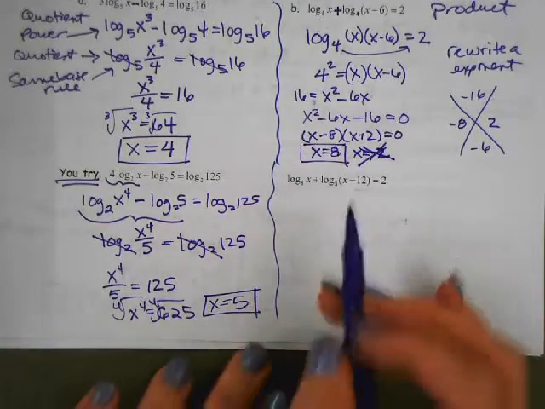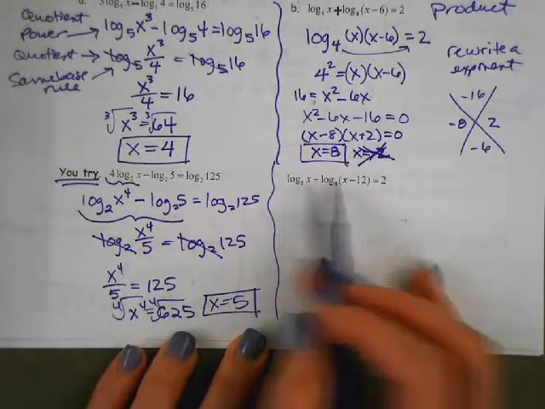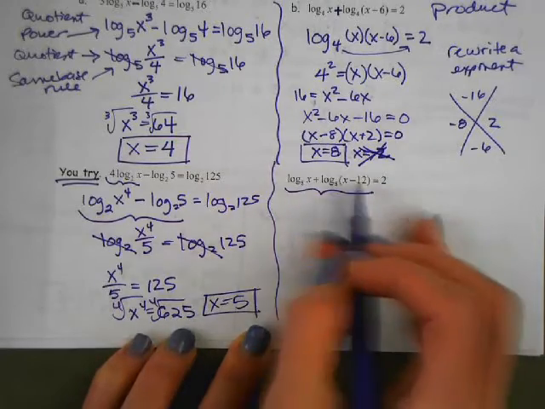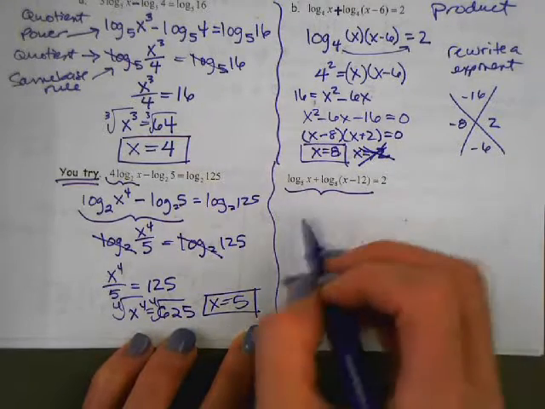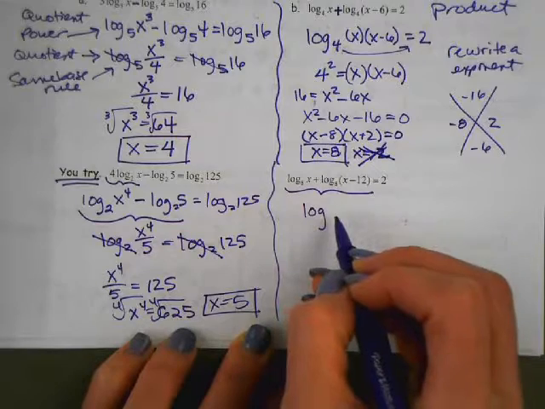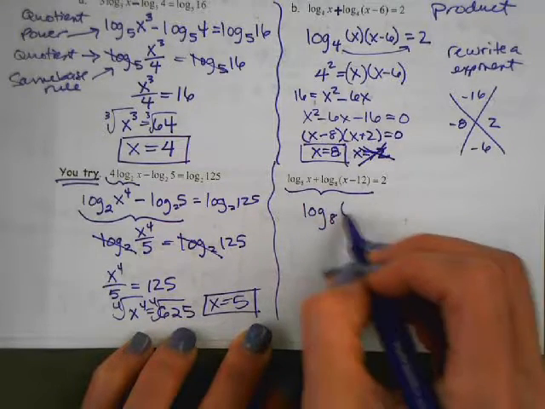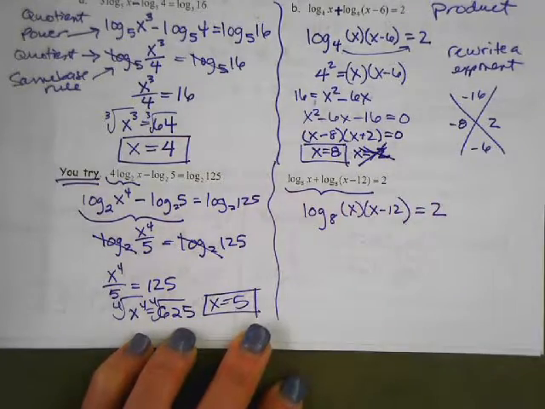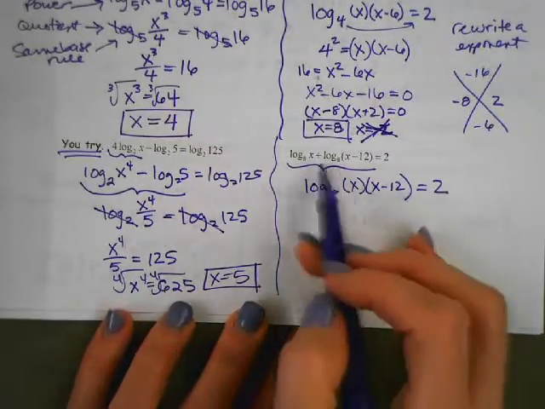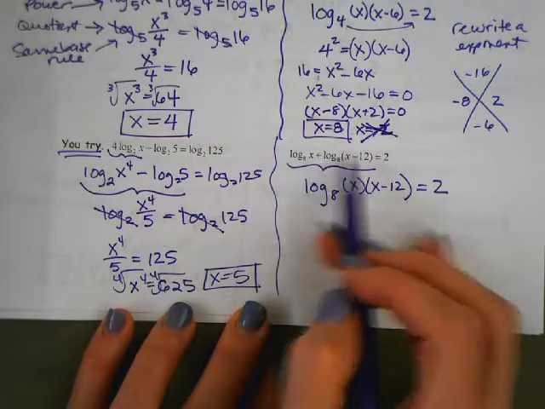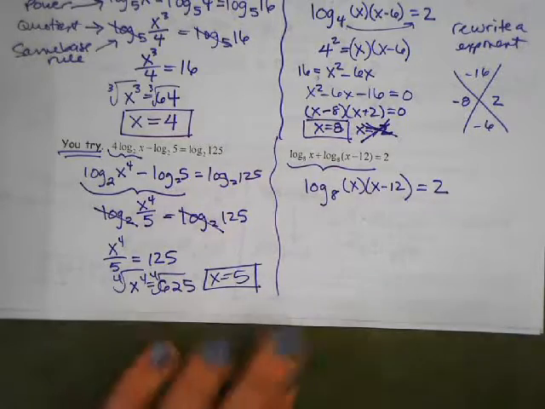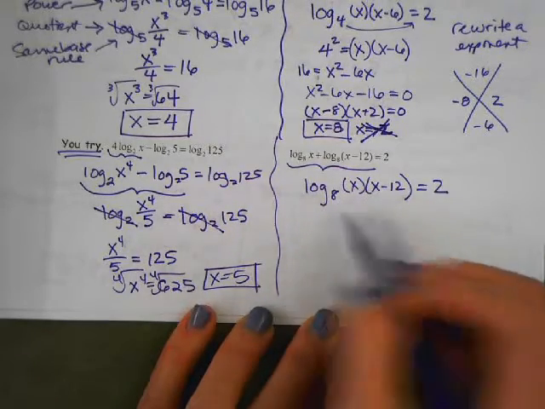So I have 2 logs, they're being added together, so to simplify these, I can use the product property, which allows me to rewrite it as one log with these two things being multiplied together, right? So I can do log base 8 of x times x minus 12, and that equals 2. Okay? So the product property allows me to take this and rewrite it as one log, and then those two values multiplied together.